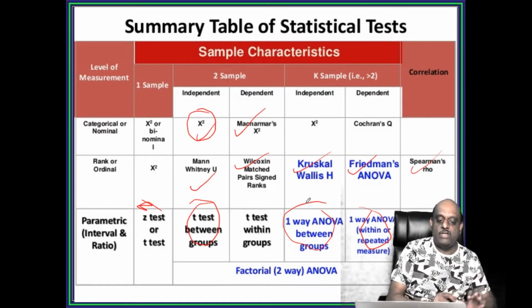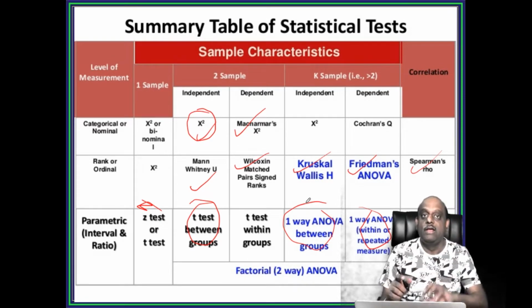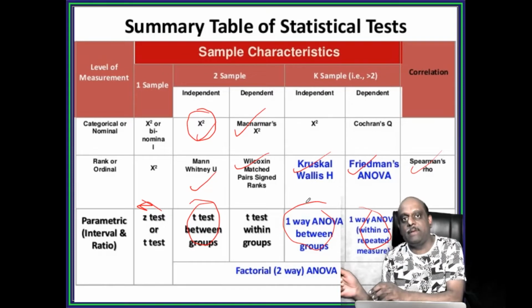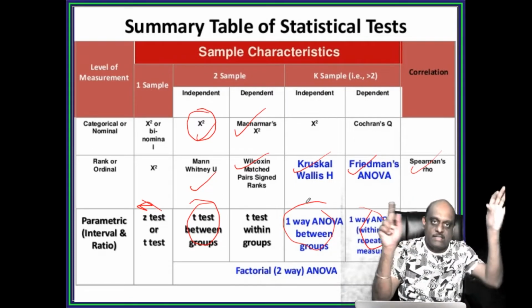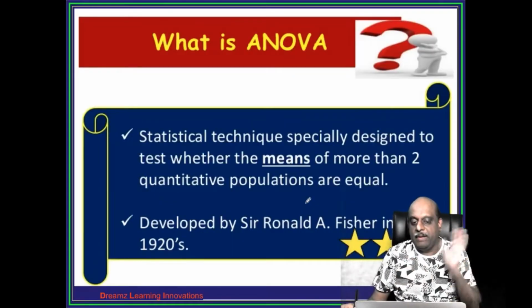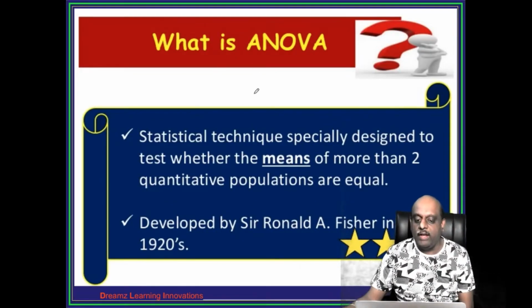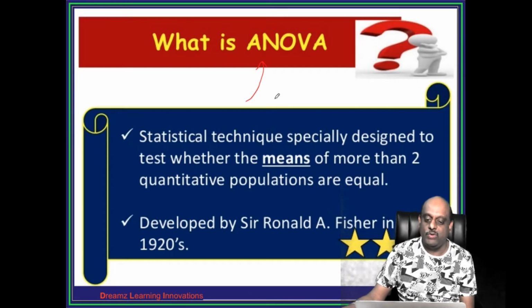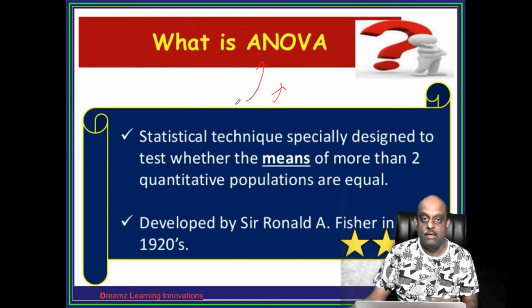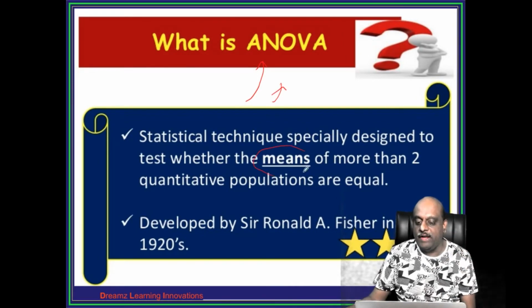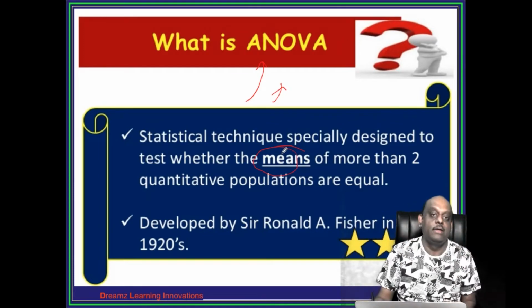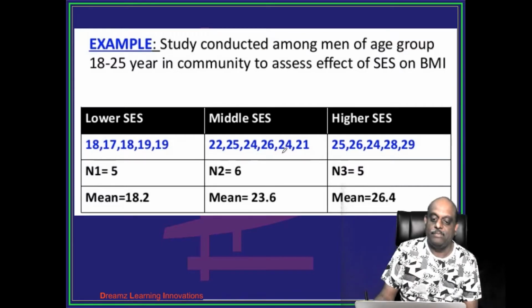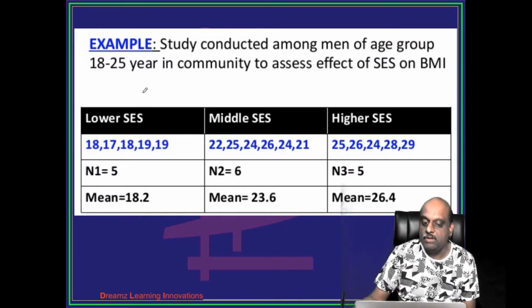It all once more depends upon is it discrete or categorical, one sample, two sample or multiple samples. Based on that, the different tests have been devised by different people. So what is ANOVA? If your junior asks you, what will you answer? It is designed to test whether the means of more than two quantitative populations are equal or not. Developed by Fisher.